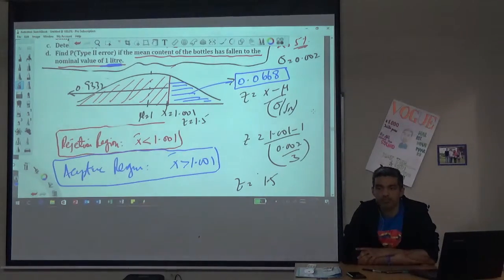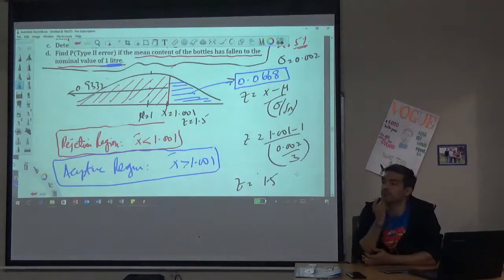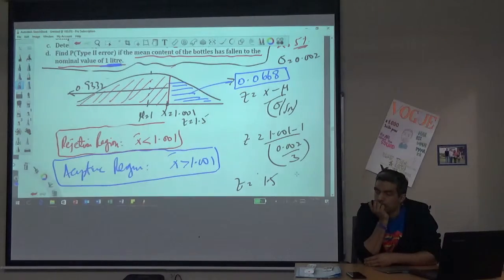This is root 3? Root 9. Root 9, and 9 is the sample size. So root 9 is 3, right? What is it in this?